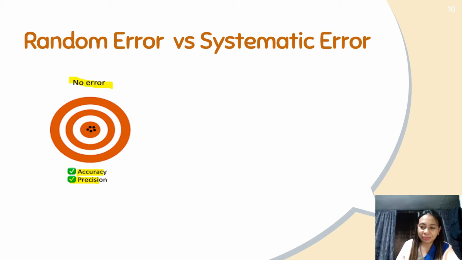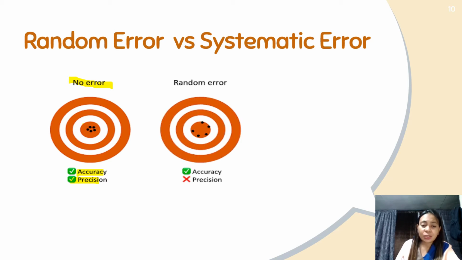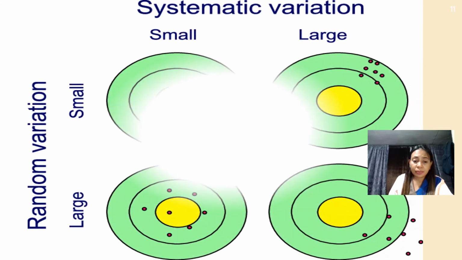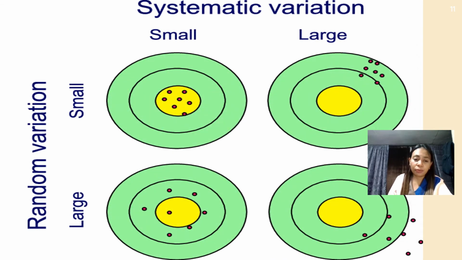Next, this could be a random error. It's accurate, but it's not precise. This other one is precise, but it's not accurate, so this type of error is a systematic error. Now, the different scales of random and systematic errors: we also call systematic error systematic variation, and here we have random variation for random errors.